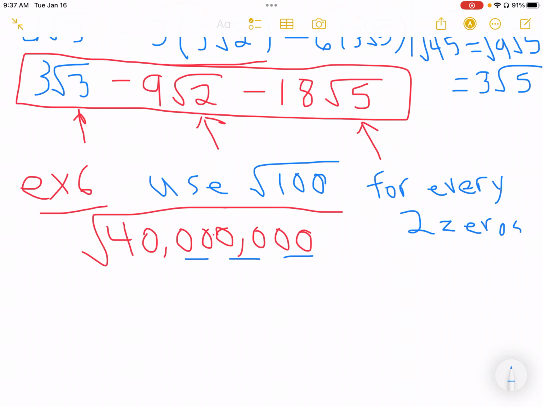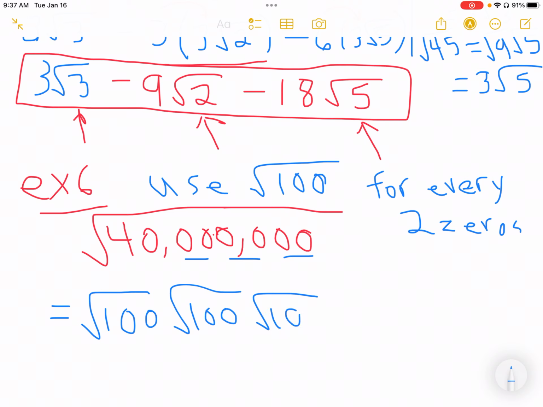Right? So that means that I can write this and I can say, okay, this is going to equal, and I would say 3 of these, right? So I can say square root of 100, square root of 100, square root of 100, and then I can say is multiplied by 40, right? That's what's left. And then from there, right, then I say, well, this is 10, and that's 10 times 10, and this is times 10.